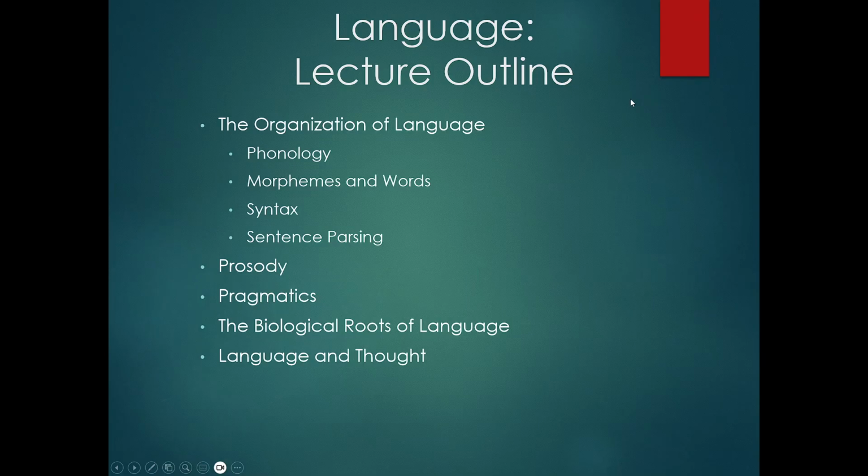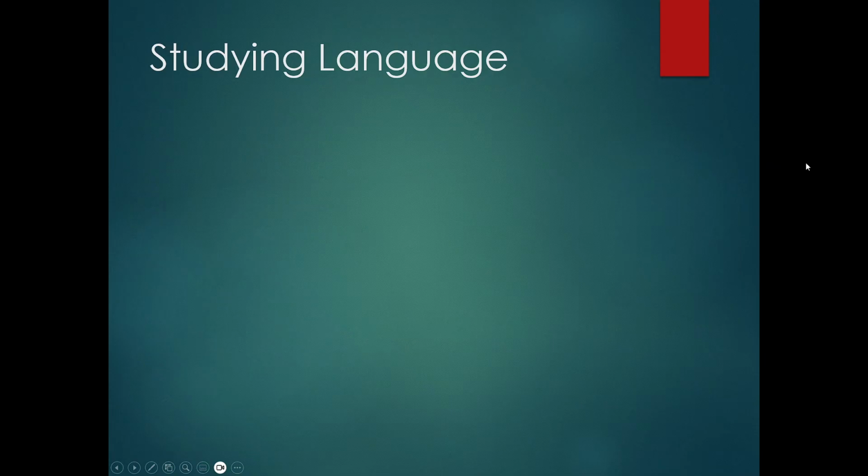Our lecture outline. We're going to start with a conversation about the organization of language, and that's going to include things like phonology, morphemes and words, syntax, and sentence parsing. Then we'll move a little bit quickly into prosody and pragmatics. And then we'll talk a bit about the biological roots of language, and then we will wrap up this chapter with some insights into how language affects thought. All right, let's get going with the organization of language.